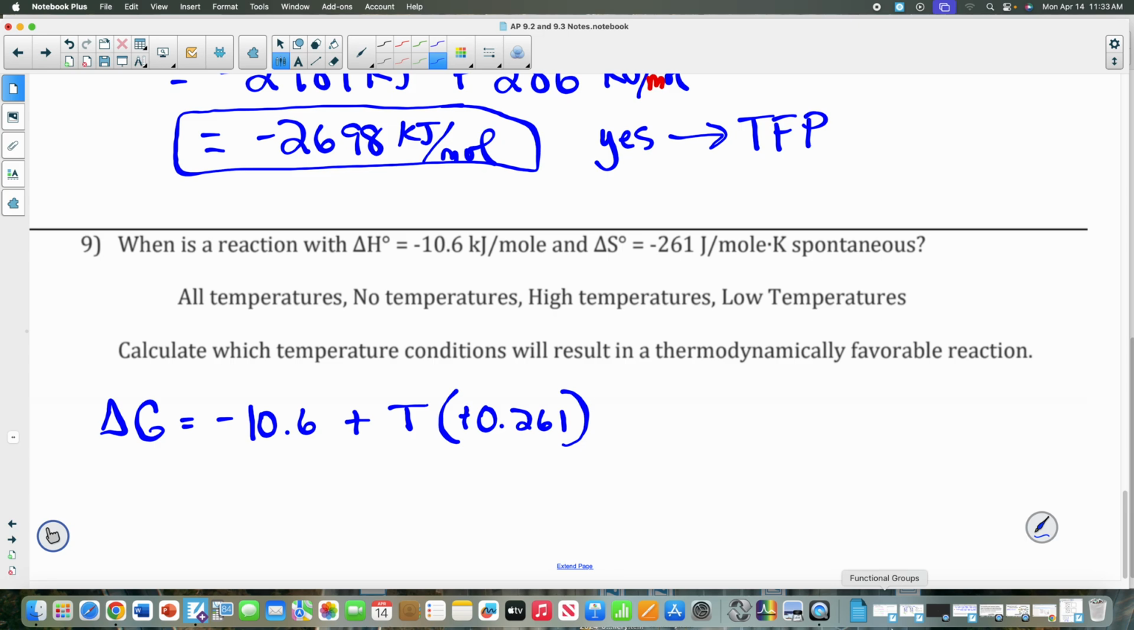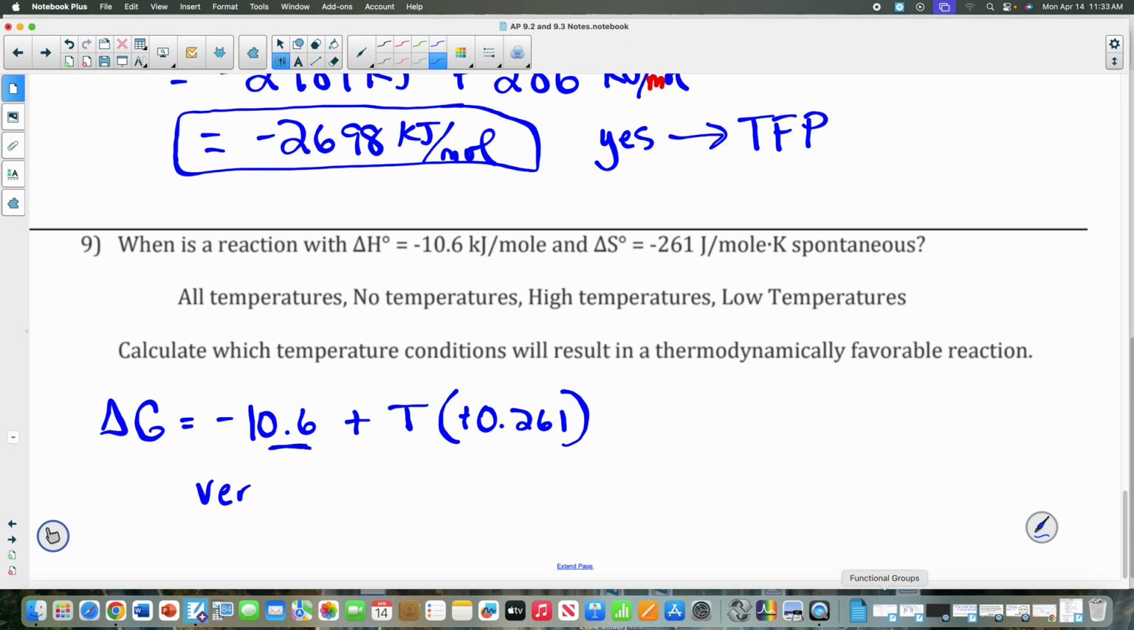It would have to be really low. So that this term would not be greater than that 10.6. So it would have to be very low temperatures. Is that what you said, Elena? That's impressive. I could not figure that out without looking at the math first. So, way to go.